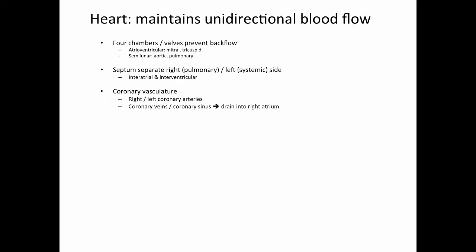Now the heart maintains unidirectional blood flow. You also know this from gross anatomy. There are 4 chambers with valves between the chambers to prevent backflow of blood. So there are the atrioventricular valves, the so-called mitral and tricuspid valves, and the semilunar valves, the so-called aortic and pulmonary valves. There are septa that separate the right heart from the left heart, the interatrial and interventricular septa. You know about these from anatomy, of course. And you know about the coronary vasculature. So for example, the right and left coronary arteries. You know that the coronary veins drain into the coronary sinus, and these drain into the right atrium.